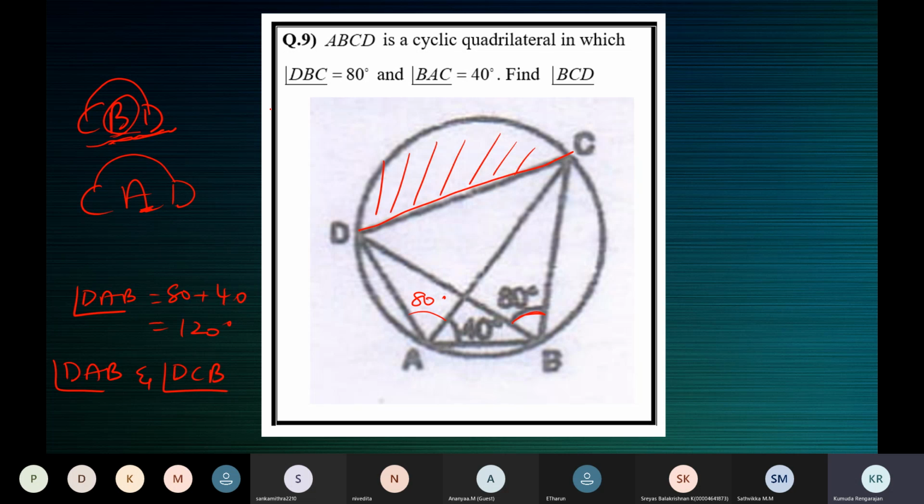DCB is what we have to find. DCB, see, BCD. This one is what we have to find. BCD or DCB. This one. So now DAB, this one, is 120 degrees. This one will be 60 degrees because in a cyclic quadrilateral, opposite angles are supplementary.